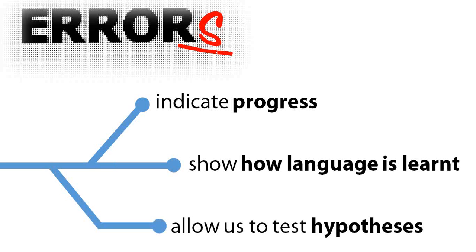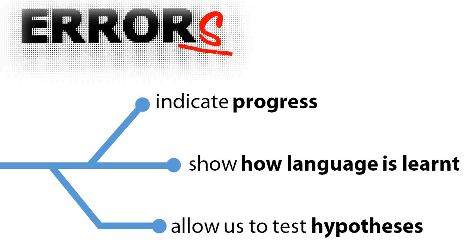And finally, errors allow us to test hypotheses about language. Now, what does that mean? It means that when you learn a rule in a given language, you might want to try and apply this rule in lots of different contexts to see if it works or if it's not working actually. So when you make a mistake, you have a chance to look at your learning or at your language ability from a very practical point of view.